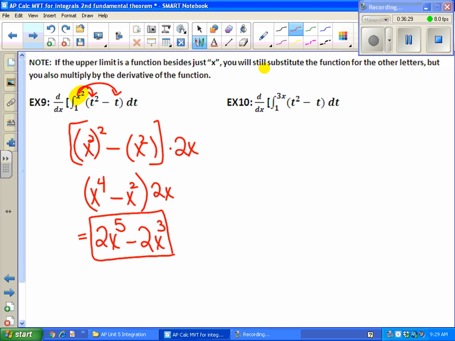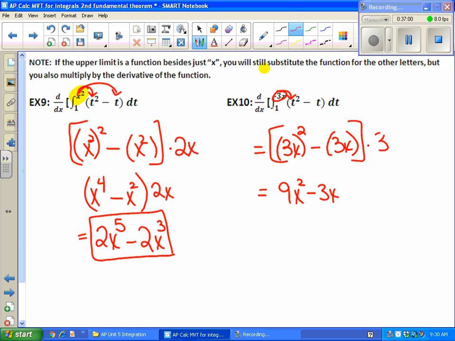All right. You do example 10. Let's see what you get. All right, and she is correct. You did get 3x, because you're replacing 3x for t, but you have to square it, minus 3x. Then you have to multiply that by the derivative of the upper limit, so you multiply that by 3. So you got 9x squared minus 3x. Then that has to be multiplied by 3, which gives me 27x squared minus 9x.